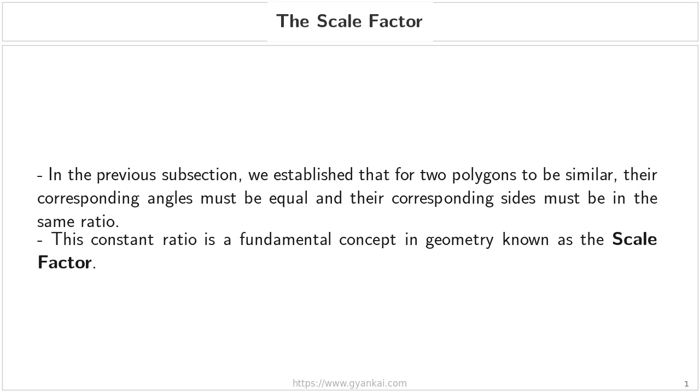That consistent, unchanging ratio we see between the sides of similar figures is a fundamental concept in geometry, and we refer to it by a specific name, the scale factor. Over the next few slides, we will explore exactly how to calculate this and how it is applied in the real world.